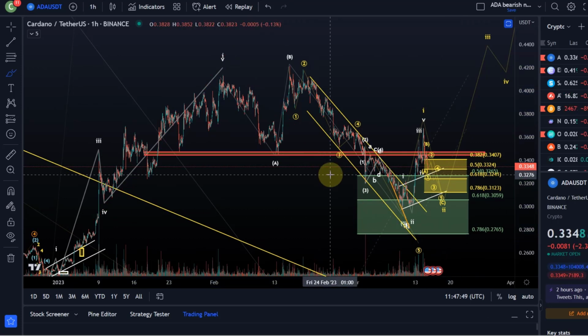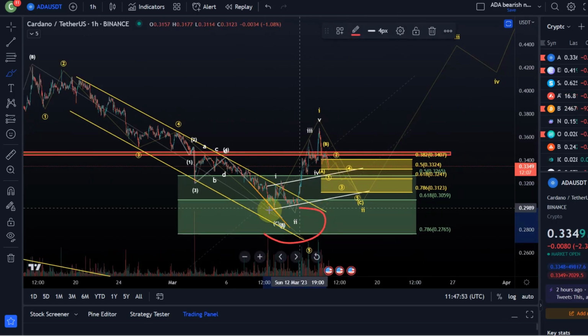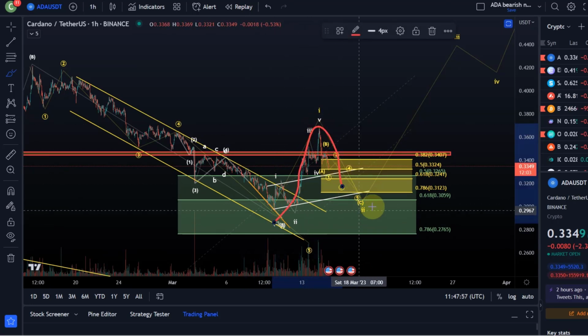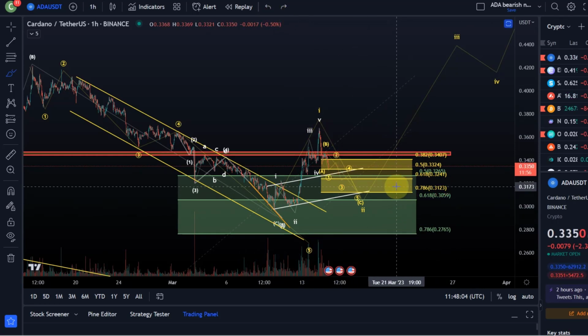But ideally, we're turning around in the yellow area, and at the moment I view the larger wave 2 down here as complete, and that we've now started that 1-2 setup. As long as we hold above 31.23 cents, I don't see any reason to change that particular perspective.